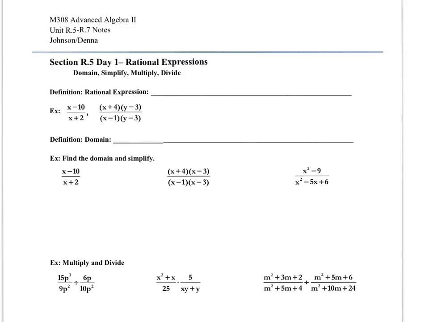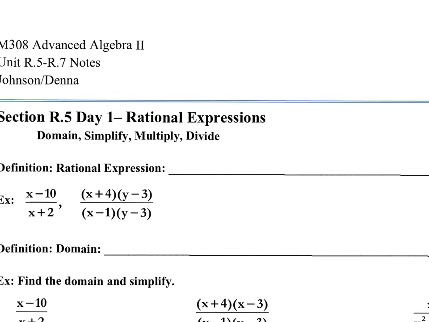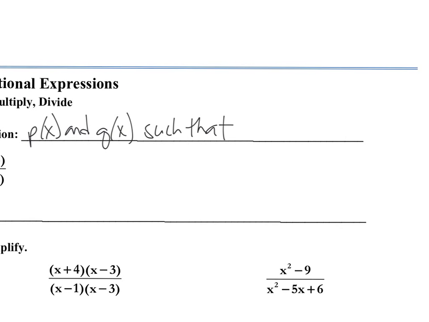Today's lesson is R.5 Day 1, Rational Expressions. I'm going to start off by giving you a definition of rational expressions, and that is two polynomials, p of x and q of x, such that p of x is over q of x, and q of x cannot be equal to 0.